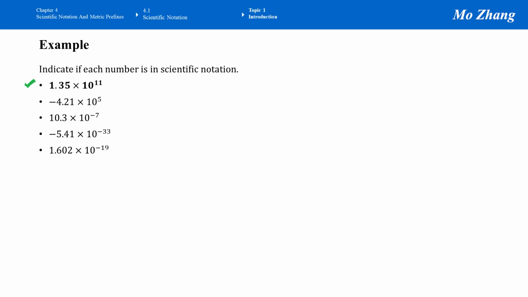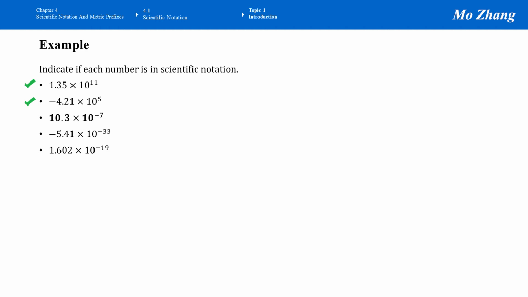The second number is negative 4.21 times 10 to the power 5. It's a negative number. The absolute value of negative 4.21 is 4.21, and 4.21 is greater than or equal to 1 and less than 10. So far it meets rules 1 and 2. Let's check the power of 10 part. It is multiplied by 10 to the power 5, so that is correct. This is also a number expressed in scientific notation.